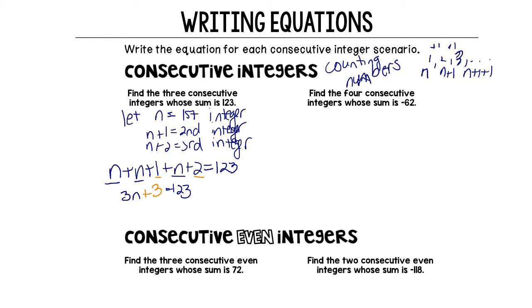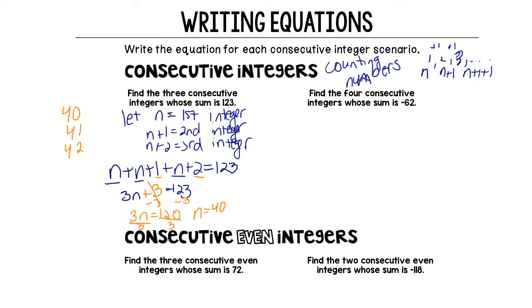Now, we know how to solve this. We want to get 3n alone, so we'll subtract 3 from each side. And we have 3n is, 3's cancel, 120. Then to get n alone, we divide everything by 3, and we've got n is 40. That means 40 is the first of the 3 consecutive integers. So our counting numbers are going to be 40, 41, and 42. n, n plus 1, and n plus 2.